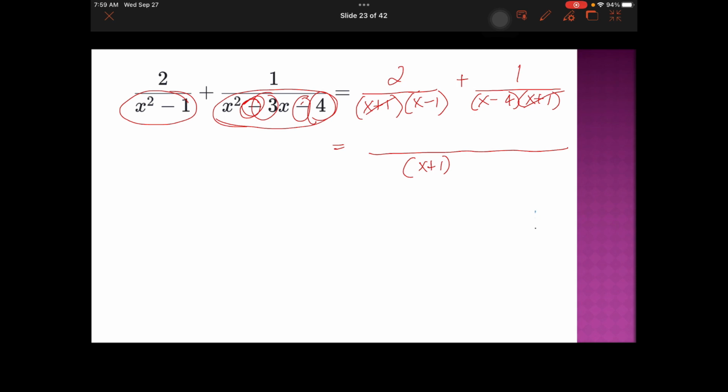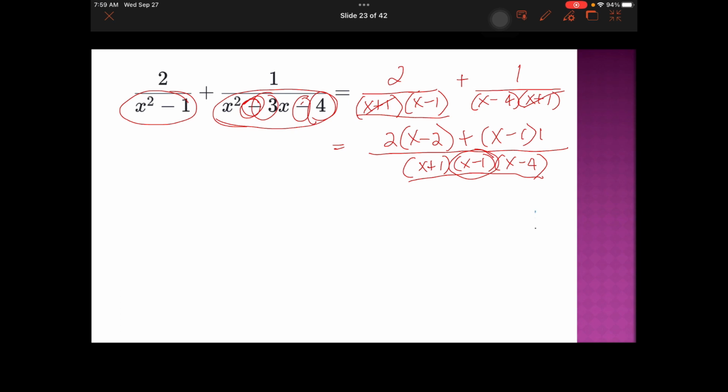Tapos, we're going to write what they have differently. Si x minus 1 at saka si x minus 4. And then, we're going to observe ano yung pagkakaiba nila. We have x minus 1 and x plus 1 at saka x plus 1, x minus 1, and x minus 4. Ang nawawala or ang different is si x minus 4. That is what we're going to multiply to our numerator. And then similarly, ang pagkakaiba po nila ay walang x minus 1. So, yan yung i-multiply natin dito.